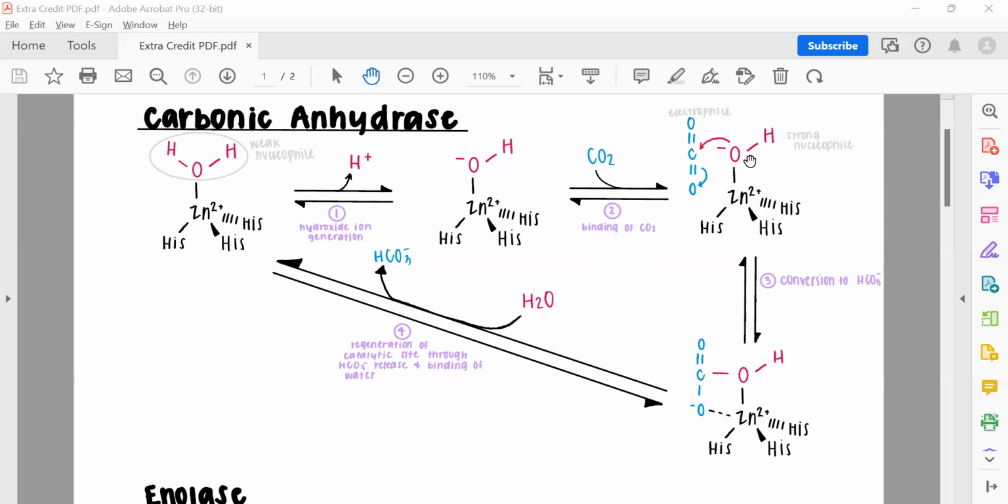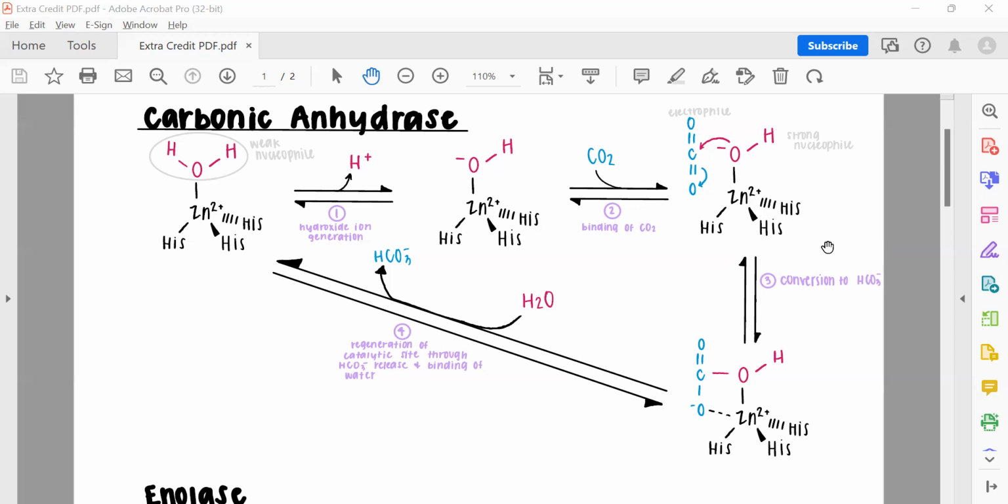The oxygen that has a negative charge attacks the carbon of the carbon dioxide, and the carbon-oxygen double bond moves from here onto the oxygen, which will generate a negative charge on this oxygen here. This again is still bound to that zinc ion and the histidines holding it in place.